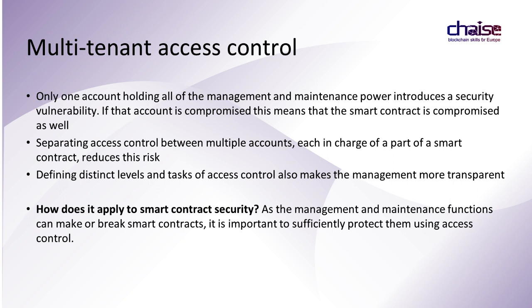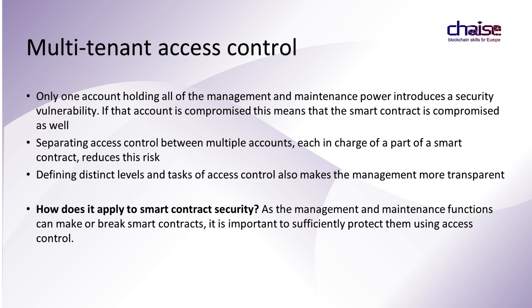Only one account holding all of the management and maintenance power introduces a security vulnerability. If that account is compromised, this means that the smart contract is compromised as well. Separating access control between multiple accounts, each in charge of a part of a smart contract, reduces this risk. For example, if the account in charge of setting the list of user accounts able to interact with our smart contract gets compromised, other management accounts can revoke its access permission and instantiate a new account with such permissions.